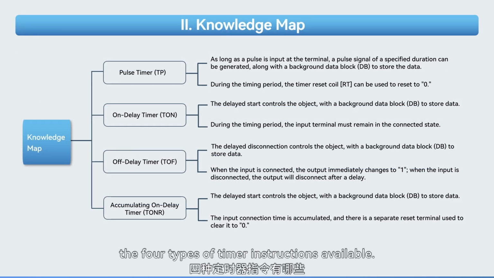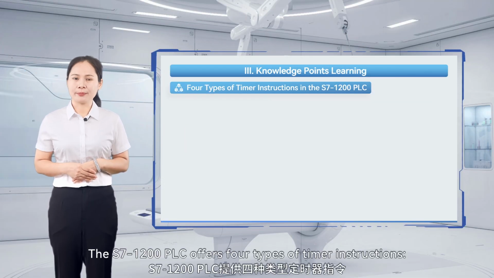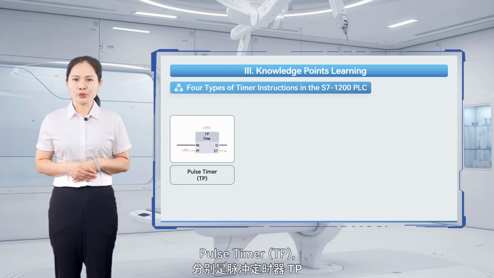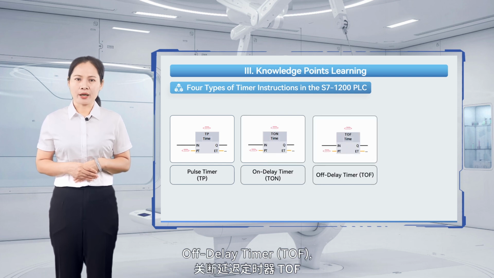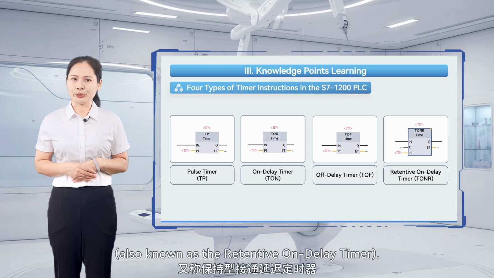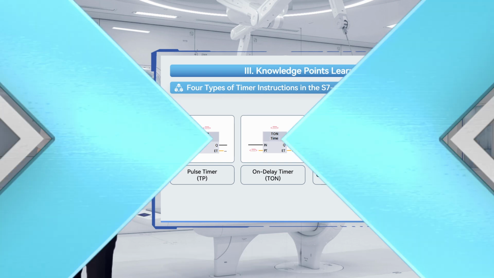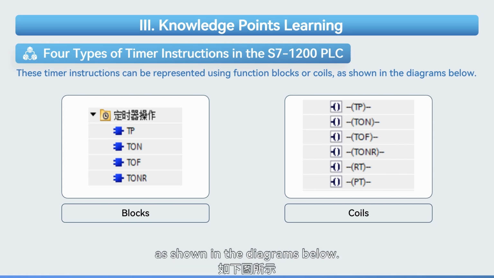First, let's review the 4 types of timer instructions available. The S7-1200 PLC offers 4 types of timer instructions: pulse timer, TP, on-delay timer, TON, off-delay timer, TOF, and accumulating on-delay timer, TONR, also known as the retentive on-delay timer. These timer instructions can be represented using function blocks or coils, as shown in the diagrams below.